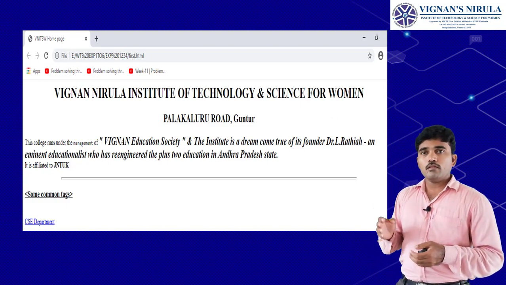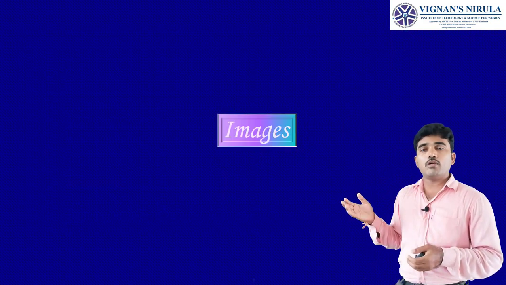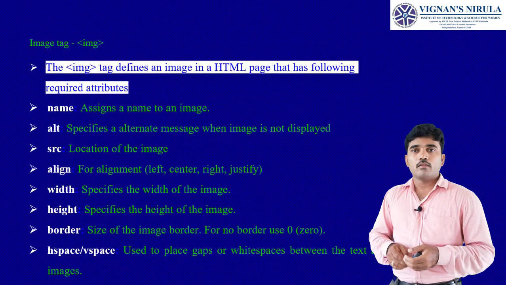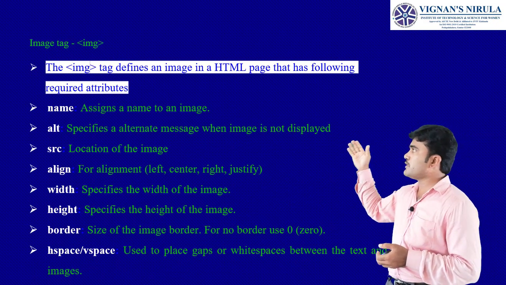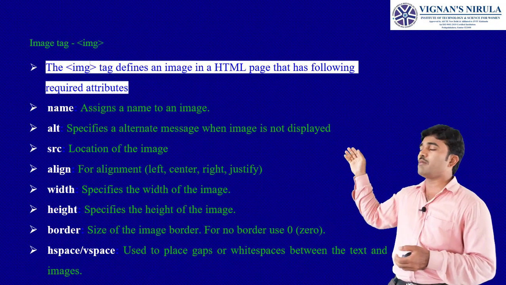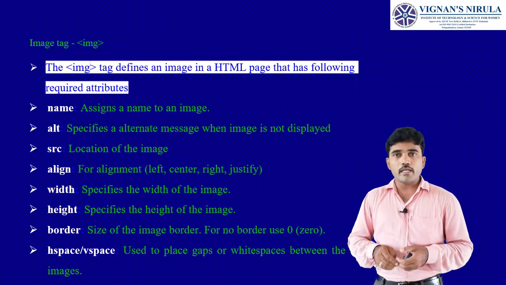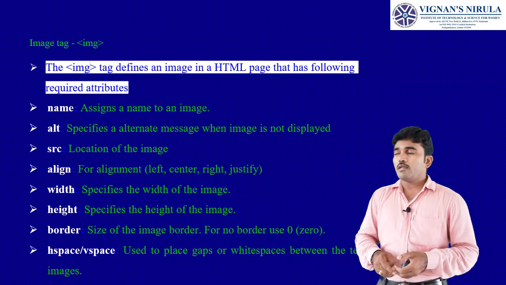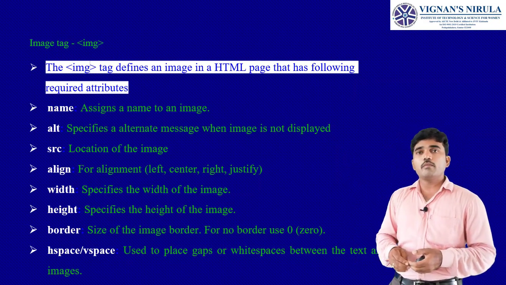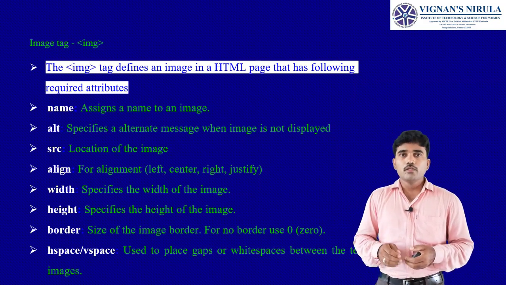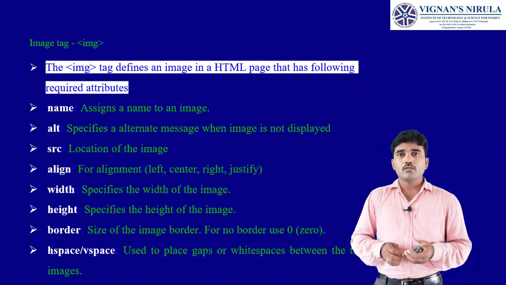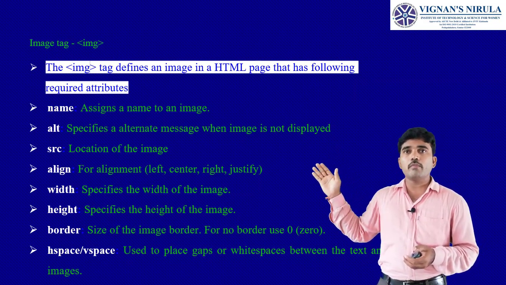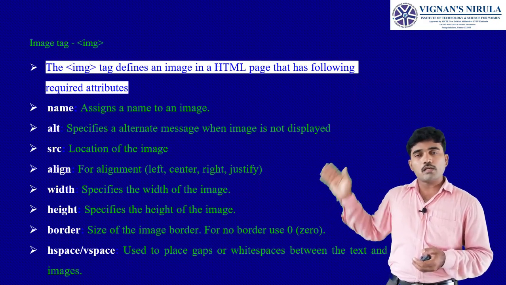In the next slide we are going to learn how to insert an image in a web document. Generally, to insert an image in a web page, you use the IMG tag. With the help of the IMG tag you can insert an image in your web page. Even for this IMG tag there are many attributes. So what are those attributes? This IMG tag defines or inserts an image in your HTML web page with some specific attributes.